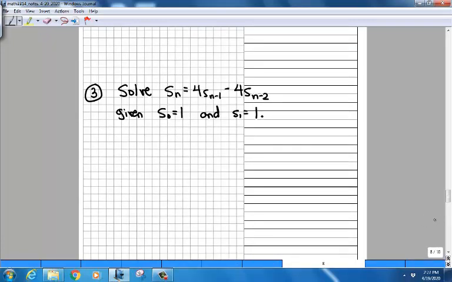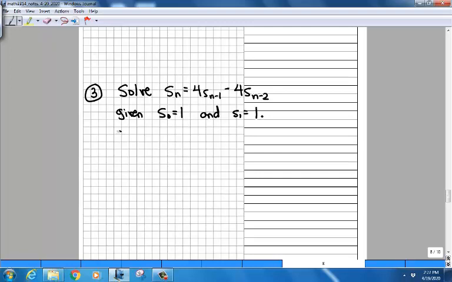Okay, we're back. Before I show you the proof of our theorem, the main theorem that we're using today, let me give you a second example of actually applying the theorem. Here we have this recurrence relation: S sub n is equal to 4 times S sub n minus 1 minus 4 times S sub n minus 2. So it looks like a fairly straightforward recurrence relation.